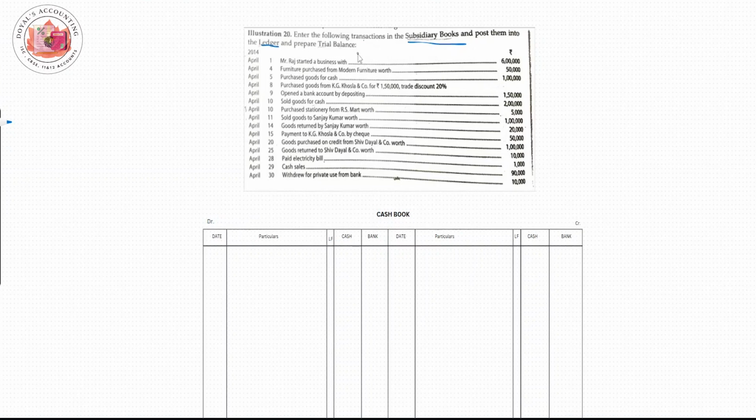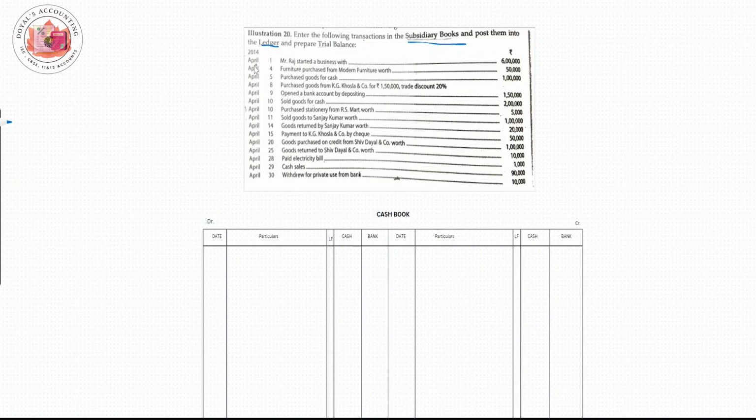Okay, so this is going to be a lengthy problem, because we have to record all these transactions in the subsidiary books. That means we'll have to classify which one will come in the cash book, which one will come in the purchase book, sales book, and which will be recorded in the journal proper. Then these transactions will next be posted into the ledgers, from which we will prepare a trial balance.